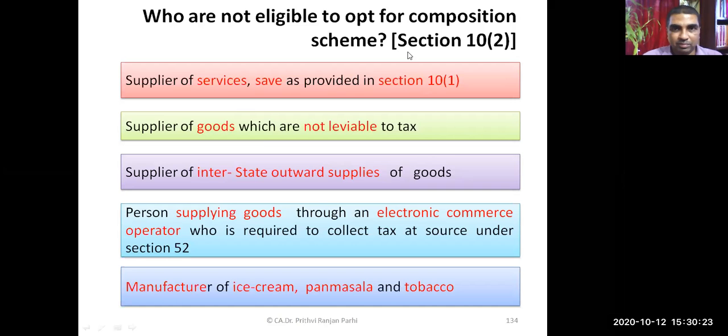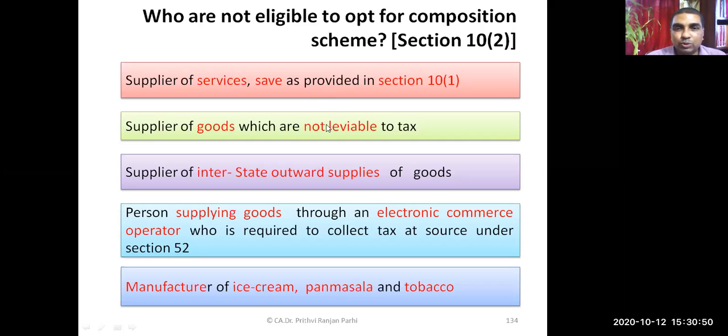Who are not eligible to opt for composition? Supplier of services, but some conditions are there. Restaurant services are already covered; they can go for the composition scheme. Other service providers also can go for the composition scheme, provided that turnover is within the limit of 50 lakh.